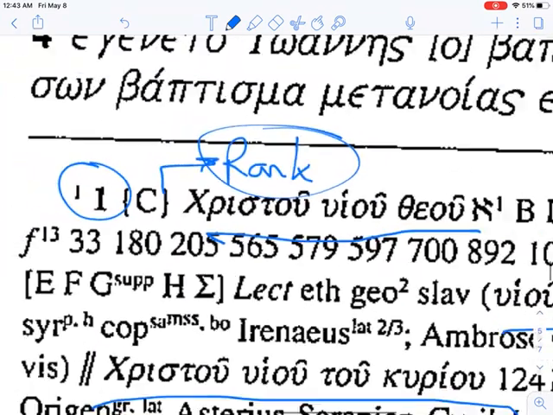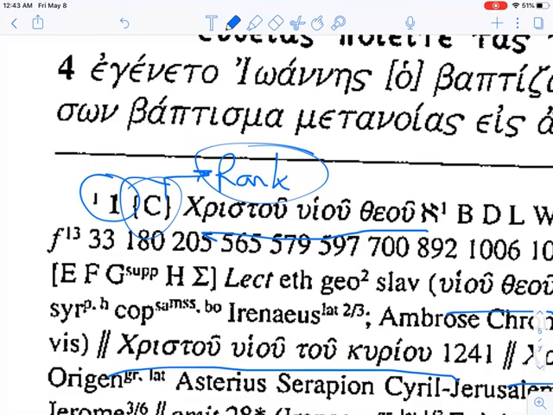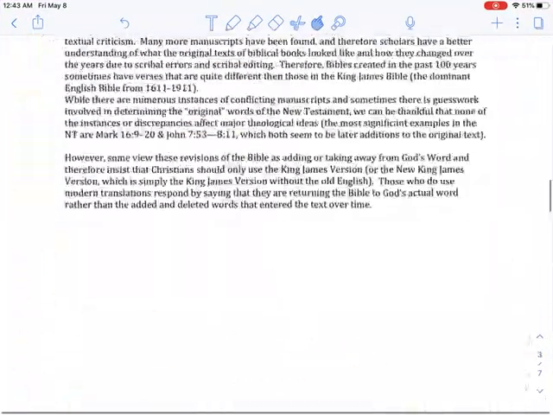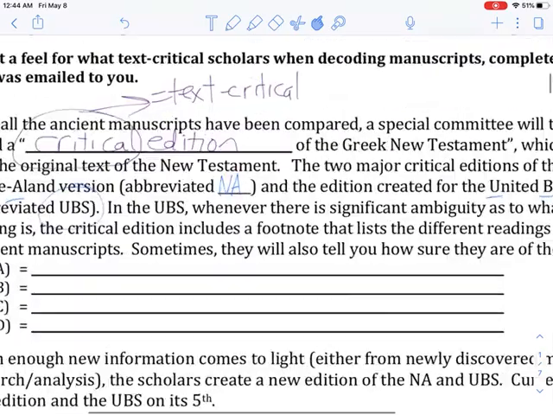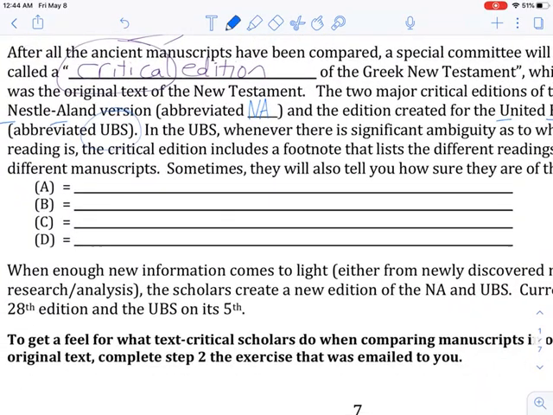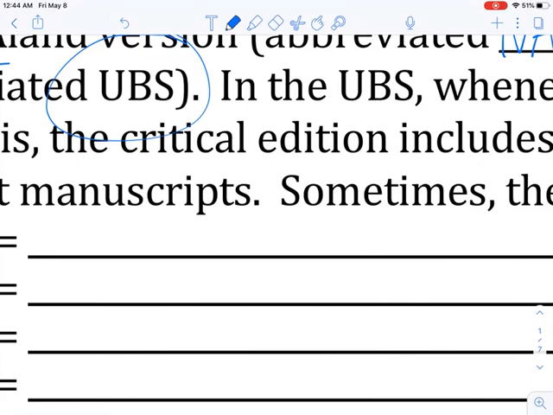So the C right here, again, is the main thing that's important. The C tells you how sure the scholars are that they got it right. If we go up the notes, right here, it lists the different rankings. If there's an A ranking, that means the scholars are 99% sure they know what the original words are. So they're very sure that they know what the original words are and that the others are mistakes.